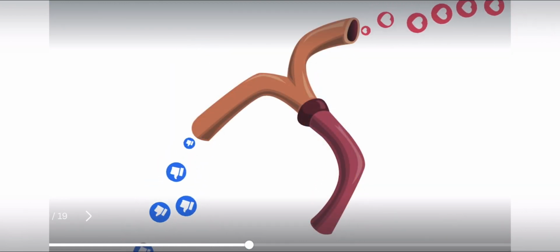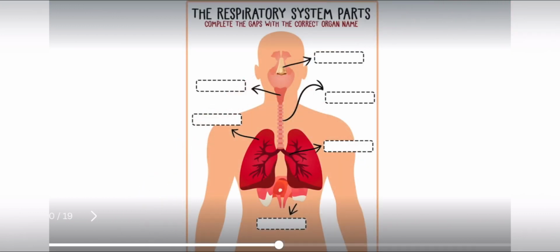Now on your screen you are seeing the respiratory system parts. In this activity, you are going to complete the gaps with the correct organ name. Can you do it? I'm excited! Let's do it! I'll give you 5 seconds to answer all the 6 gaps therein. Now, when I say go, the timer will start. Alright? Ready? Go!